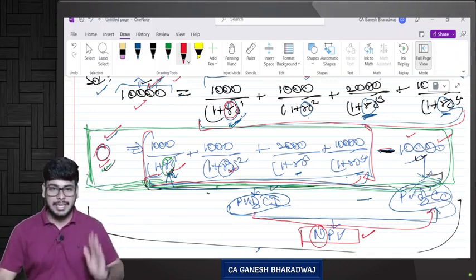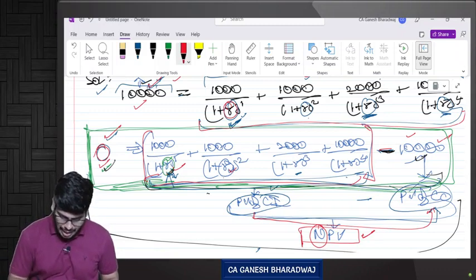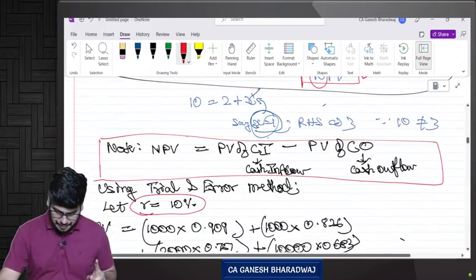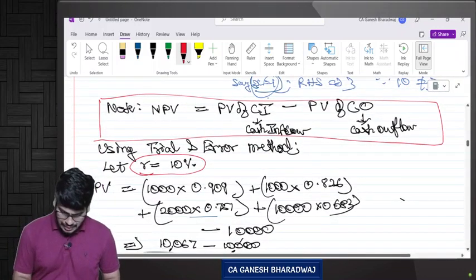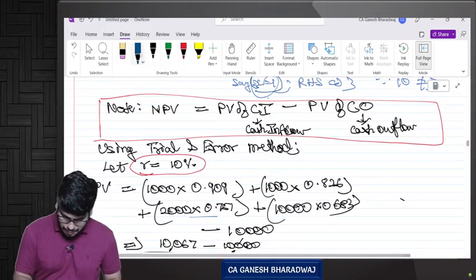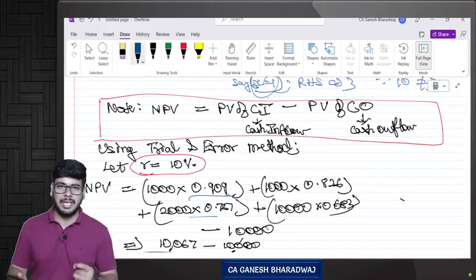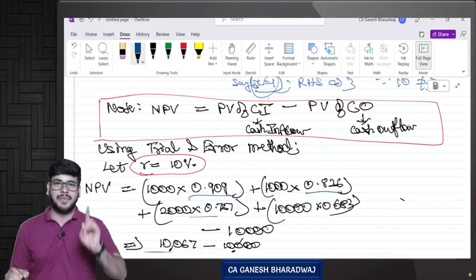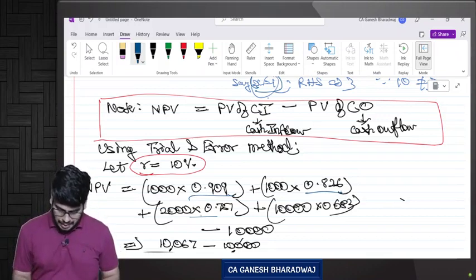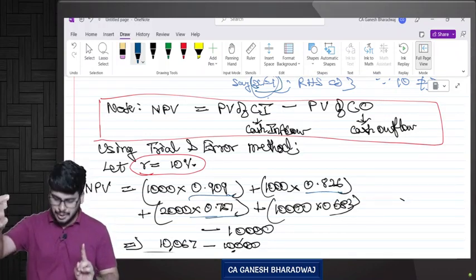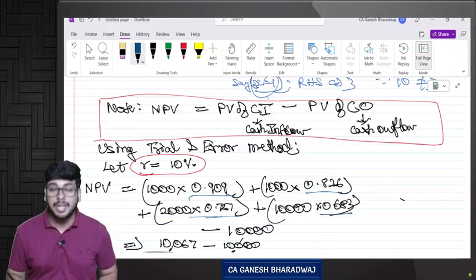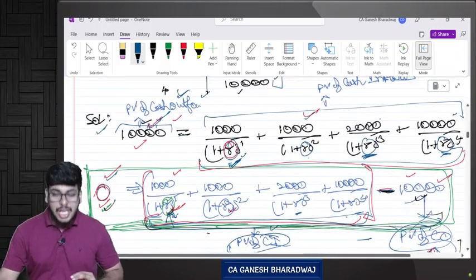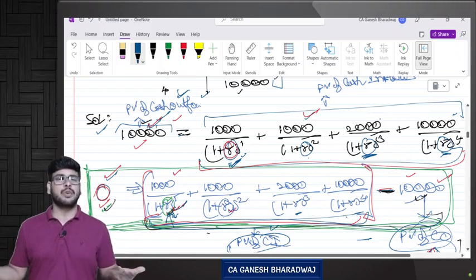First, let us say R is equal to 10%. Correct? So when you take R equal to 10%, this is nothing but 1000 into the present value interest factor of 10% for 1 year, plus the second year cash flow 1000 into the present value interest factor of 10% for 2 years, plus 1000 into the factor for 3 years, plus 1000 into the factor for 4 years, minus 10,000. This is how your equation will look if you substitute R as 10%.